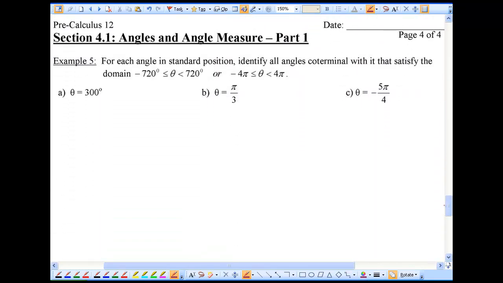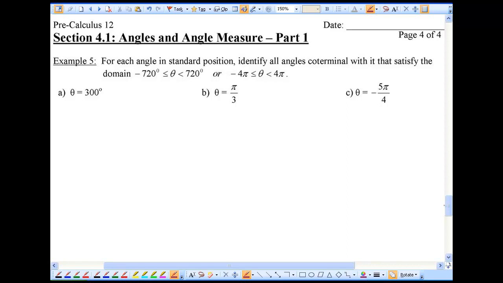It says for each angle in standard position, identify all angles coterminal with it that satisfy the domain of either, sorry, angle between negative 720 and 720, or if it's in radians, between negative 4 pi and positive 4 pi.